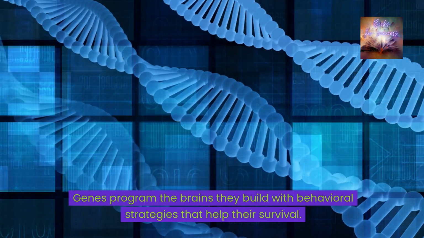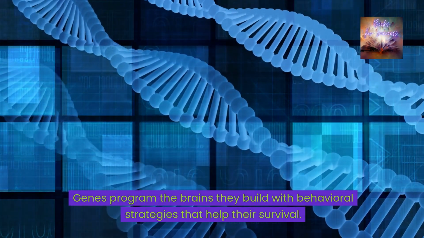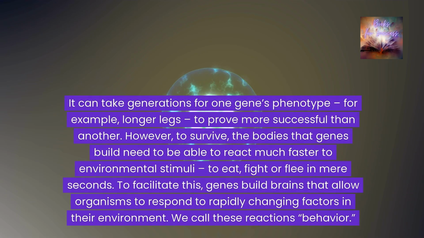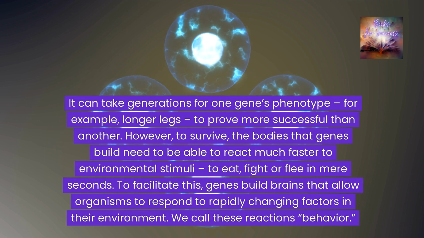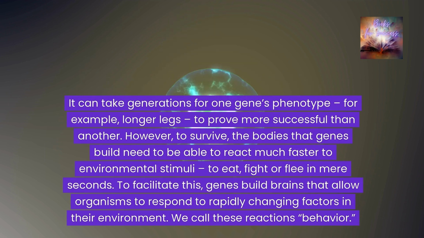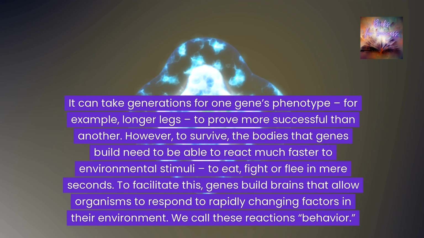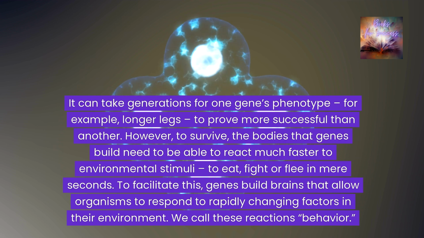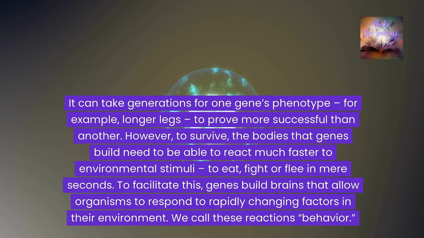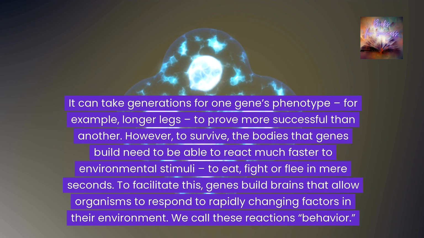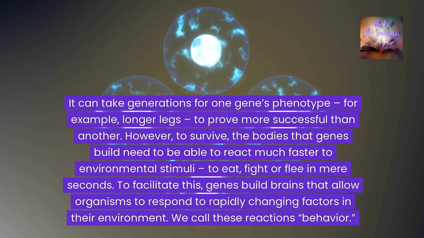Genes program the brains they build with behavioral strategies that help their survival. It can take generations for one gene's phenotype, for example, longer legs, to prove more successful than another. However, to survive, the bodies that genes build need to be able to react much faster to environmental stimuli, to eat, fight or flee in mere seconds. To facilitate this, genes build brains that allow organisms to respond to rapidly changing factors in their environment. We call these reactions behavior.